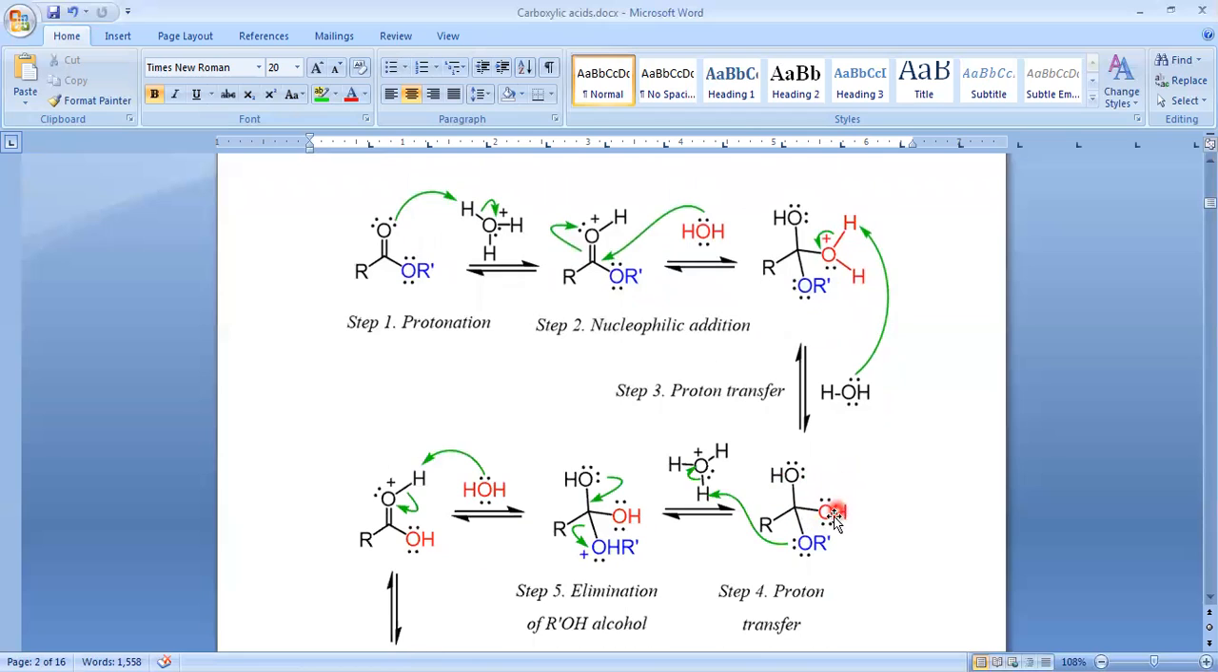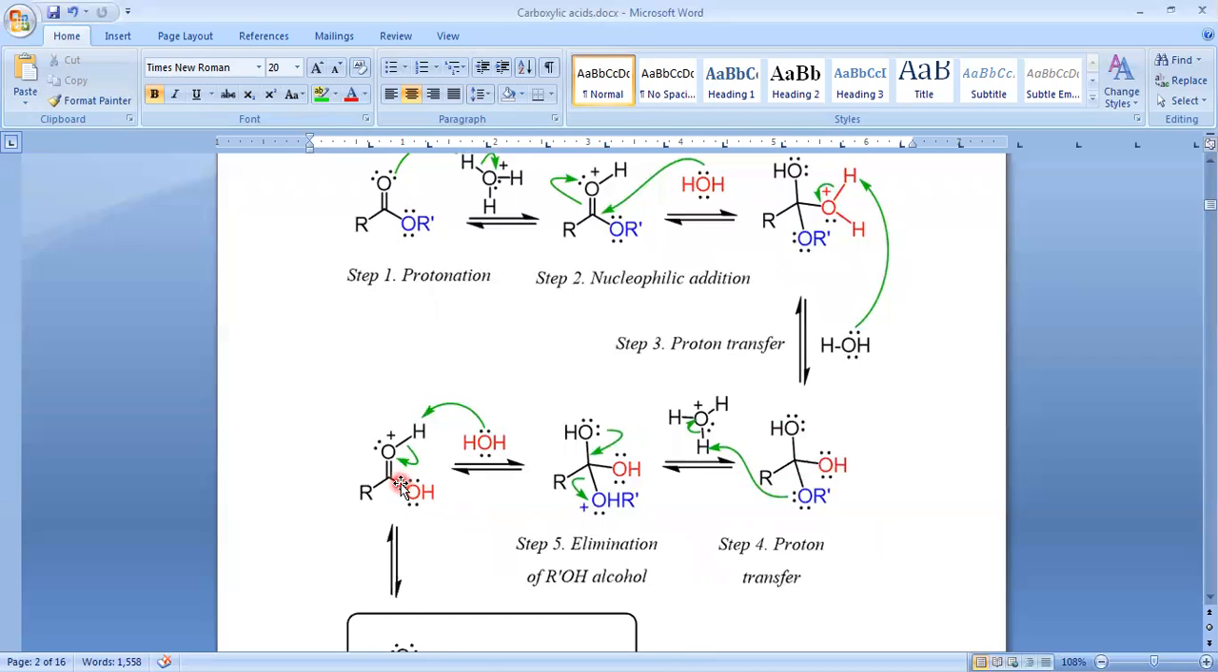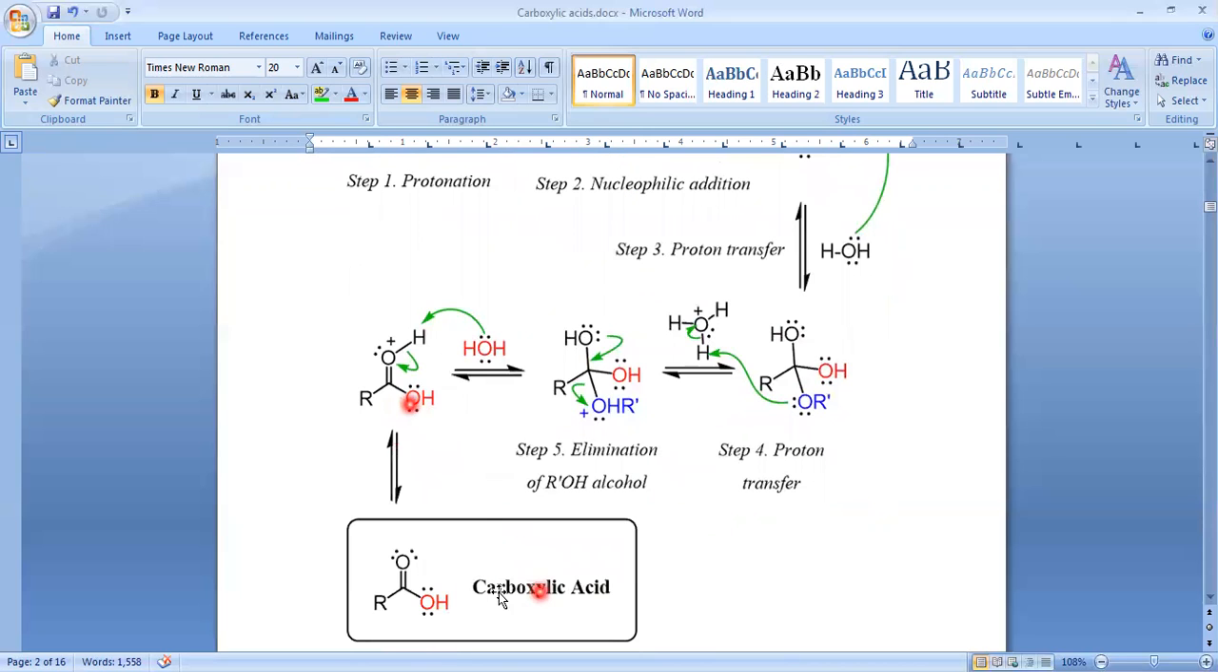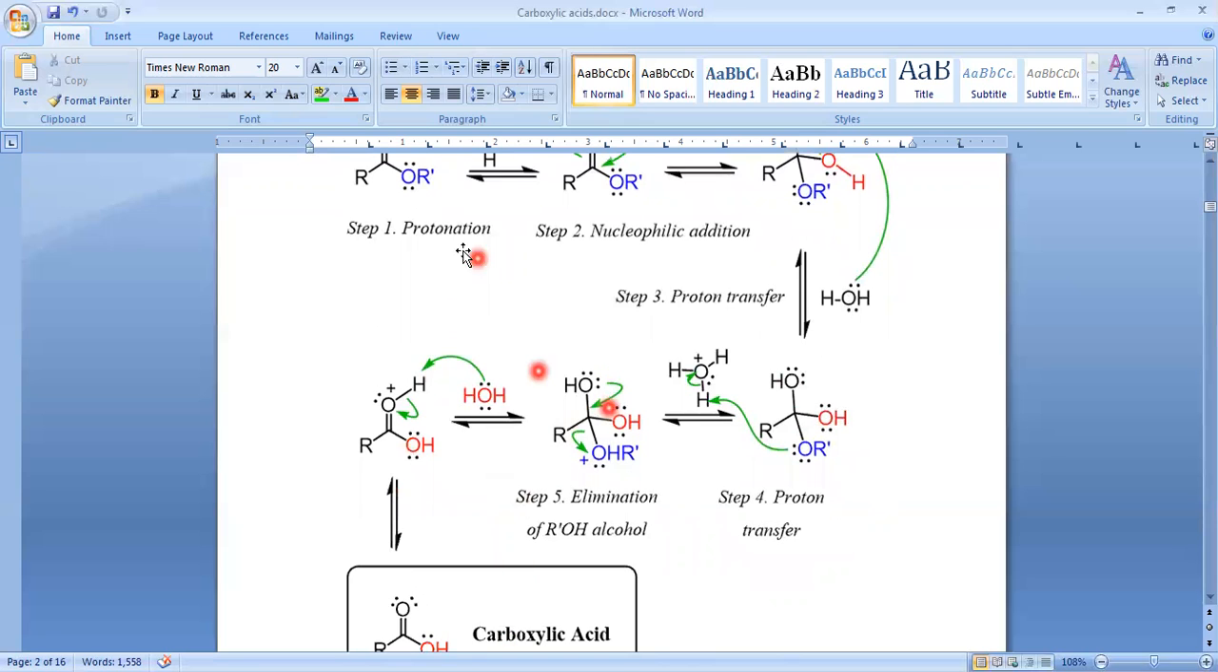How? Let's see. The fourth step is again a transfer of proton from the hydronium ion to the alkoxy group. Again, a positive charge forms on the oxygen atom, which is an undesired state. So the lone pair of electrons from oxygen shifts here, facilitating the cleavage of this bond. Thereby we get the alcohol. And the next step is deprotonation. Deprotonation means removal of a proton. Thereby we get the carboxylic acid.